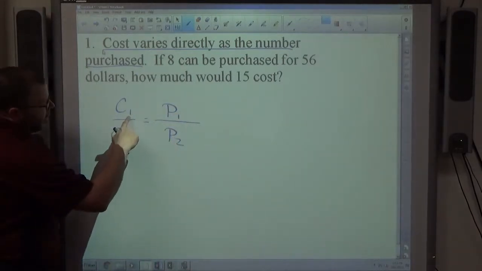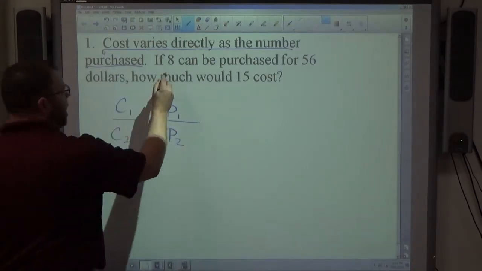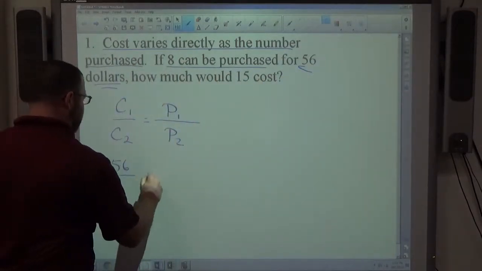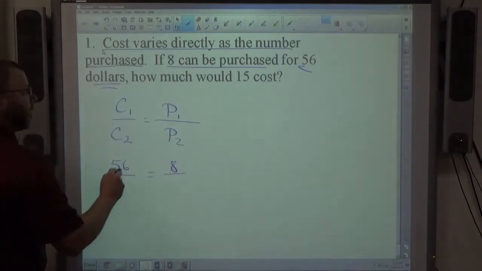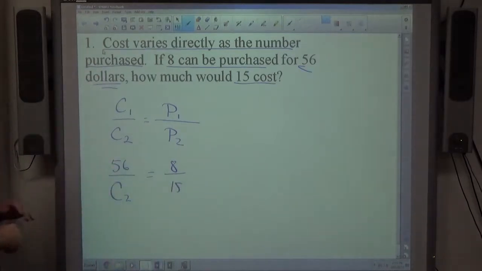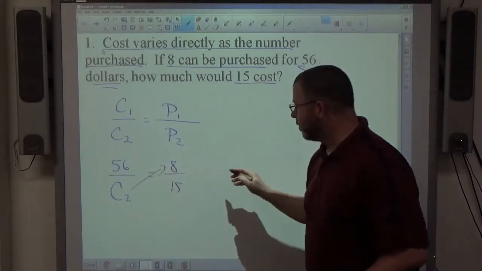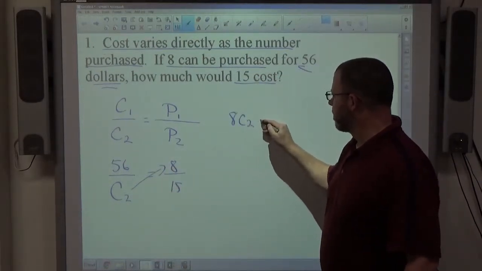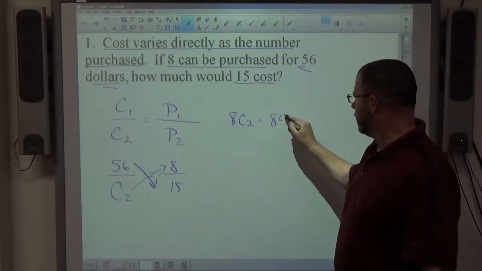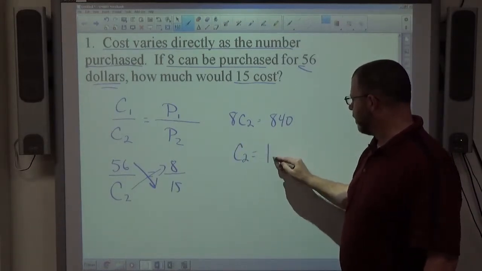So if it's a direct variation, the subscripted variables are directly across from each other. 8 is how many are being purchased, $56 is the cost, so the initial cost, the initial number purchased. How much would 15 cost? So we don't know how much it costs, but we're trying to buy 15 of them. So it creates a nice little proportion for us. If I cross multiply, this product, which is going to be 8 times C2, is going to equal that product, 56 times 15, 840. We simply divide both sides by 8, and we get $105.